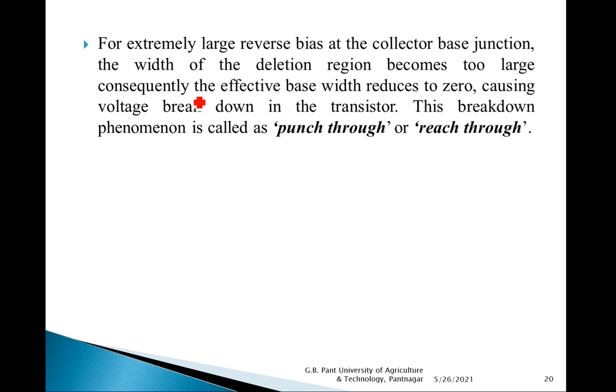And finally the last consequence is that for an extremely large reverse bias at the collector base junction, the width of the depletion region becomes too large. Consequently, the effective base width reduces to 0, causing the voltage breakdown in the transistor. Okay, so this breakdown is basically called punch through or reach through. So this was all about the 3 topics in this lecture.